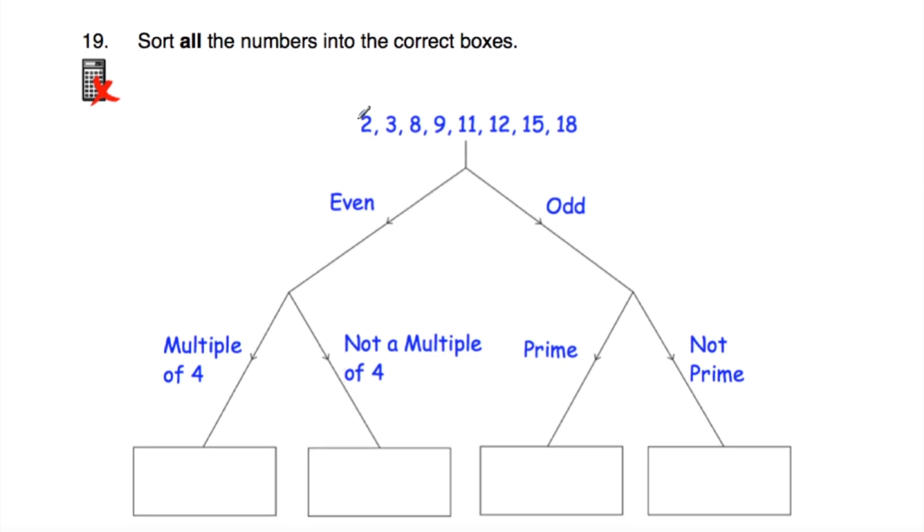Okay, let's look at our next question, question number 19. We've got these numbers: 2, 3, 8, 9, 11, 12, 15, and 18. We've got even and odd, multiple of 4, not a multiple of 4, prime, not a prime. And we've been asked to sort all the numbers into the correct boxes. So let's start off with 2.